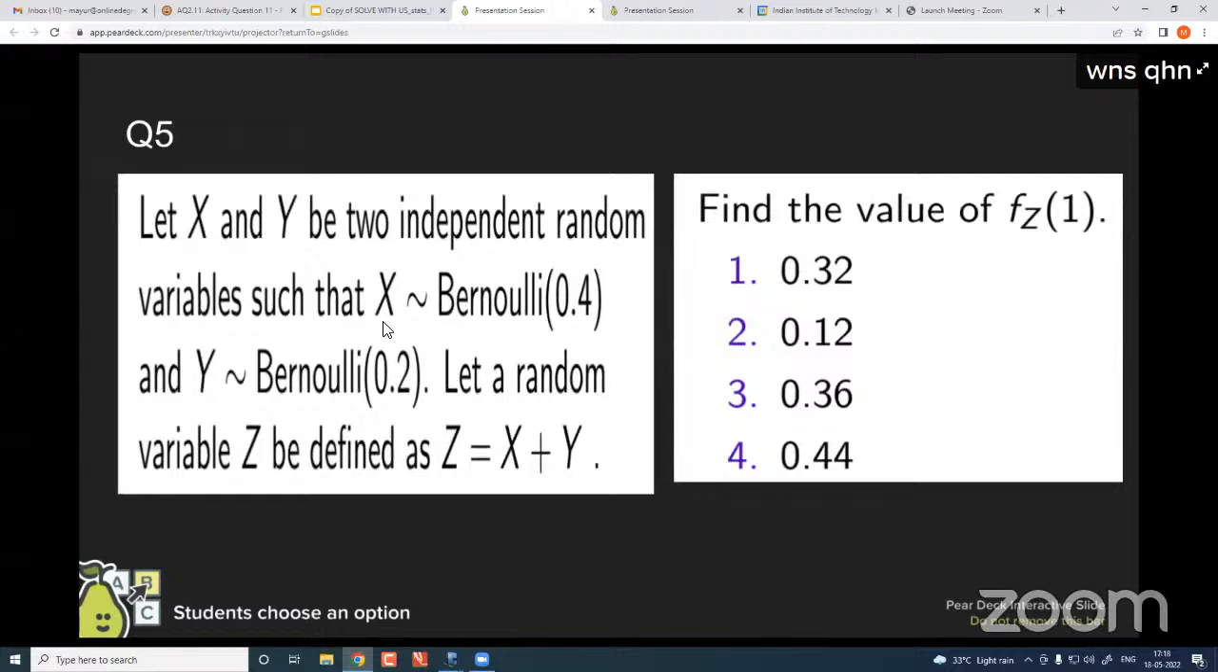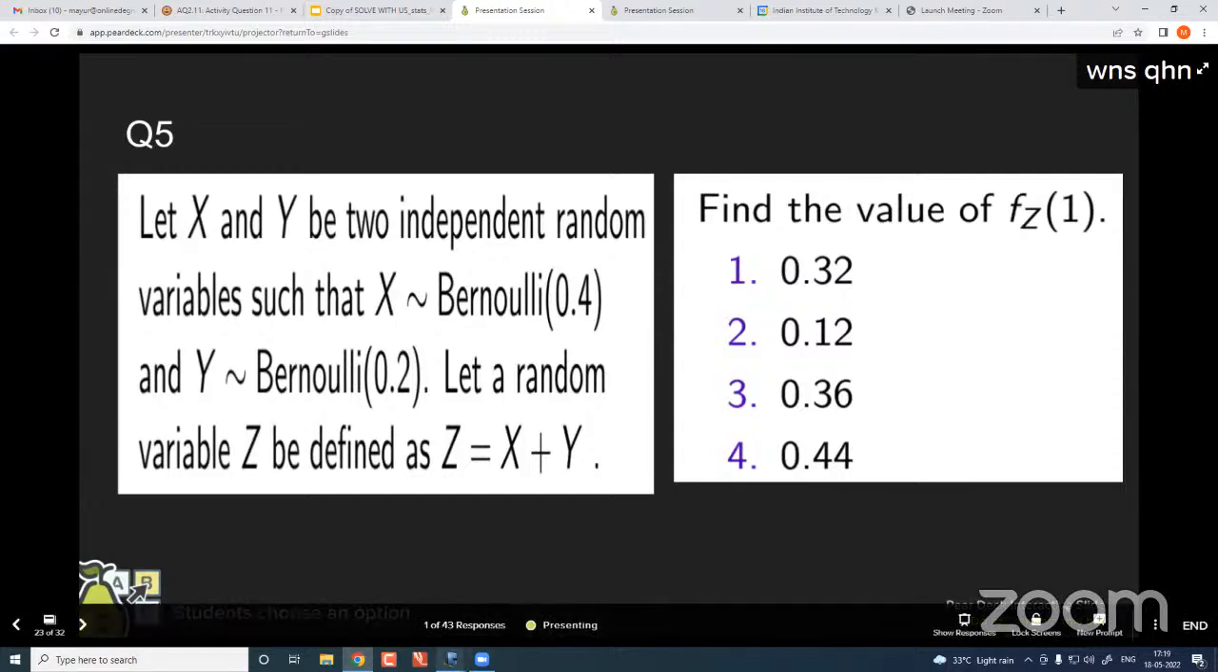Range of x. Yeah. So what is the range of x here? 0, 1. What is the range of y? 0, 1. Right. Then what is the range of z? 0, 1, 2. Right? Now what do we have to find here? Z equals 1. But the range of x and y are not clear, sir. Can you explain, please? It's Bernoulli, right? So Bernoulli will take 0 and 1. Okay. Yes, yes. Okay.